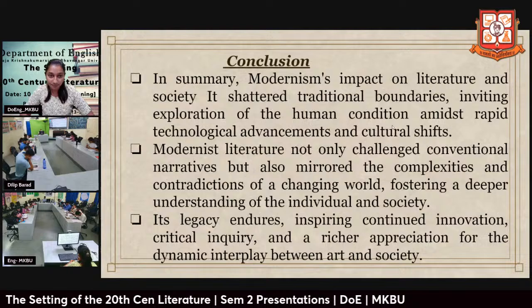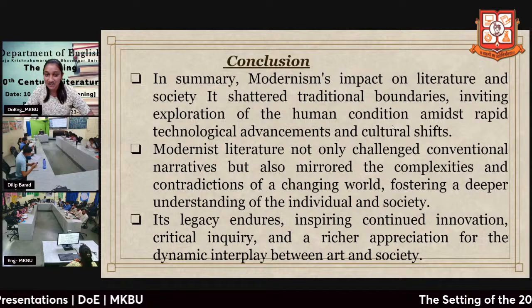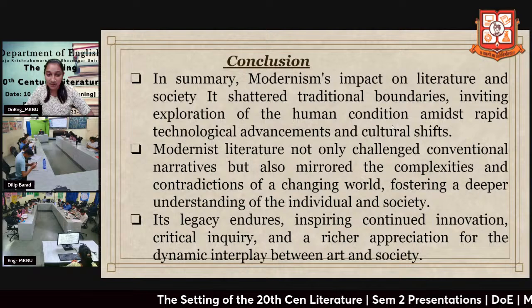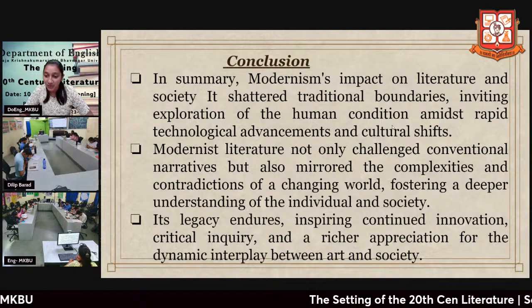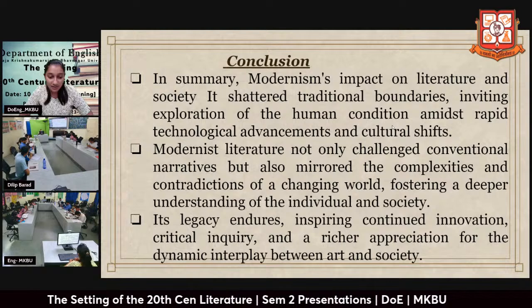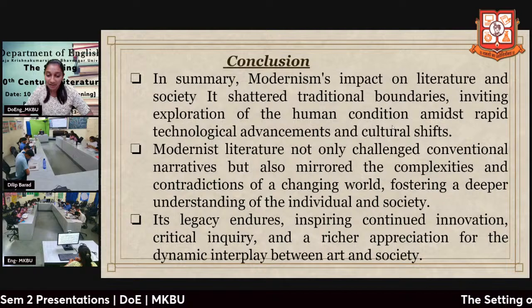Now the conclusion. In summary, modernism impacted literature and society. It shattered traditional boundaries, inviting exploration of the human condition amidst rapid technological advancement and cultural shift. Modernist literature not only challenged conventional narratives, but also mirrored the complexity and contradiction of a changing world, fostering a deeper understanding of the individual and society. Its legacy endures, inspiring continued innovation, critical inquiry, and a richer appreciation for the dynamic interplay between art and society.